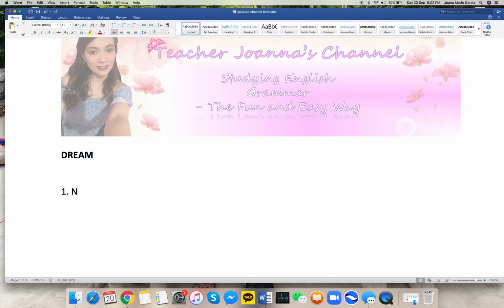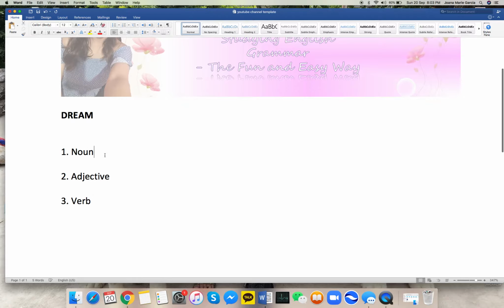First, dream is used as a noun. The other use is as an adjective. And the third one is as a verb. Now, as a noun, dream is countable. So whenever we use it as a singular noun, we need to use a determiner. Of course, if it is plural, we only use a determiner if we want to make it specific.